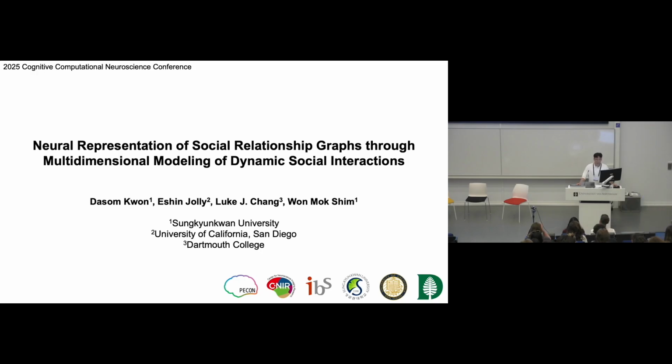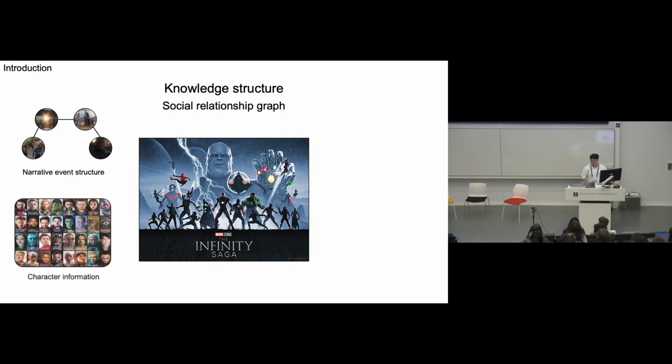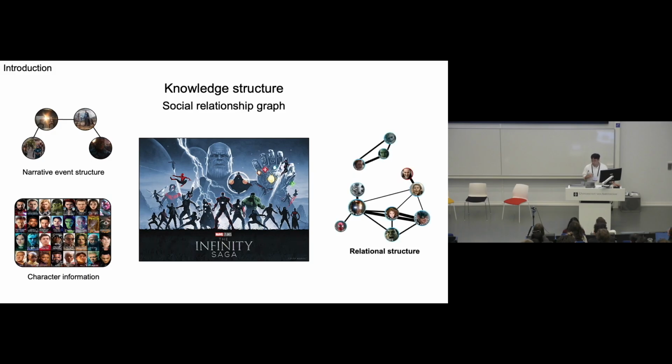I'm Dasom. I represent neural representations of social relationship graphs through multidimensional modeling of dynamic social interactions. Back in the 2010s, Marvel Heroes movies were everywhere. As we watched them, we naturally structured many kinds of information in our minds, for example, in event structures or the power of each character. But perhaps most memorable was the relational structures: who is close, loved, or betrayed whom.